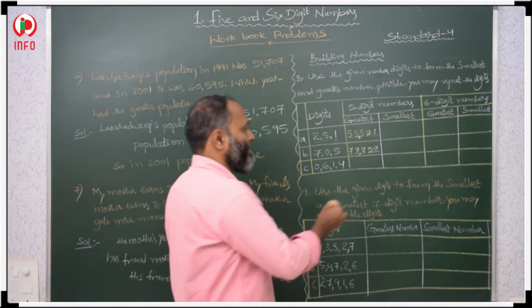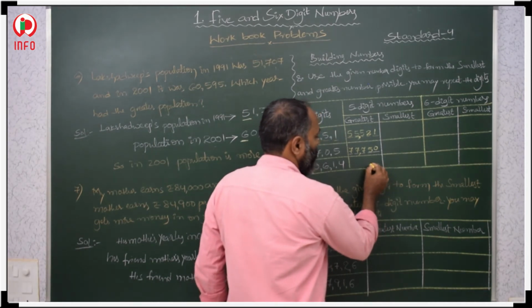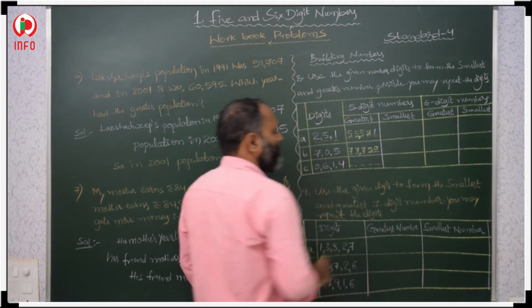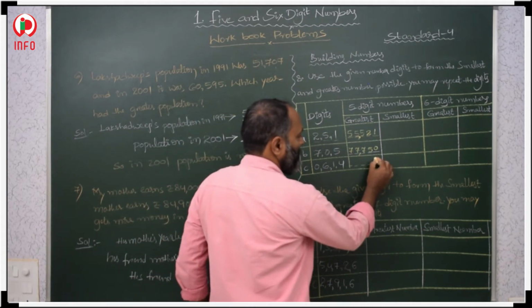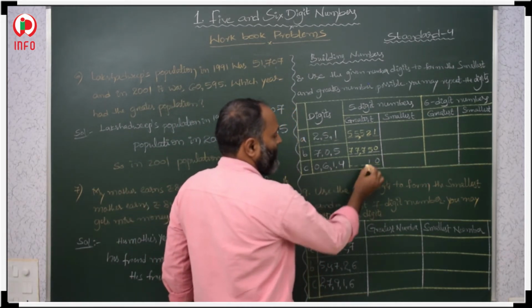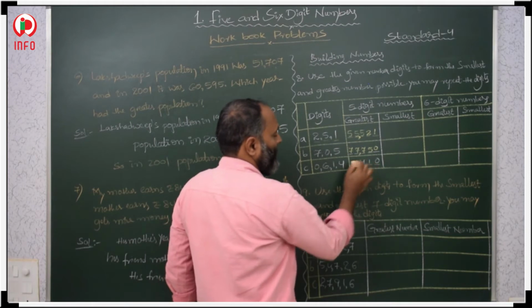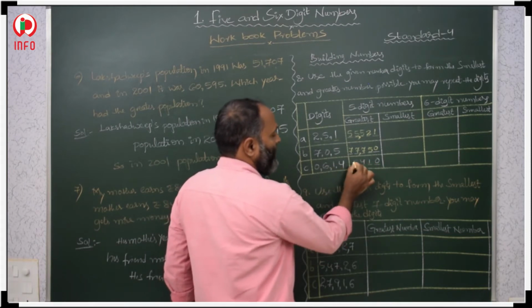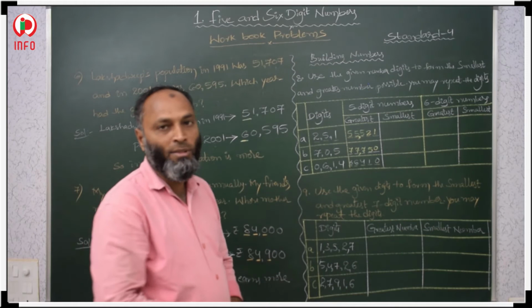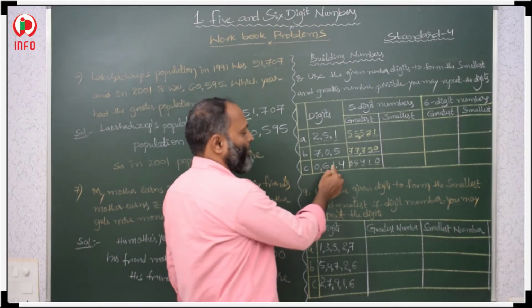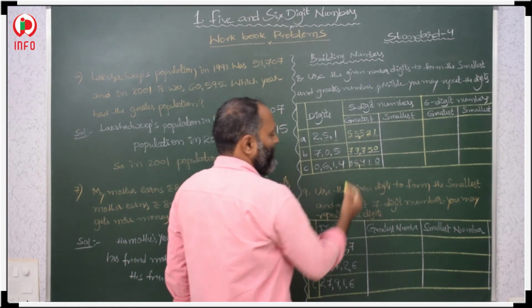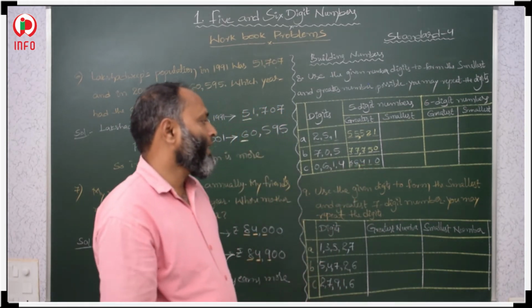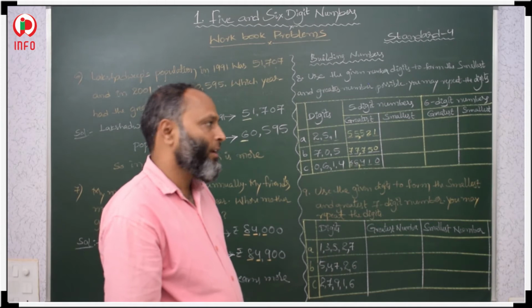In the same way, for this one, 5 digits. The smallest number is 0, bigger than this is 1, bigger than this is 4, and the biggest is 6. You repeat 6 two times. Why? Because here there are 4 digits and we need 5 places. So it is 66,410. In this way we have to prepare a greater number.